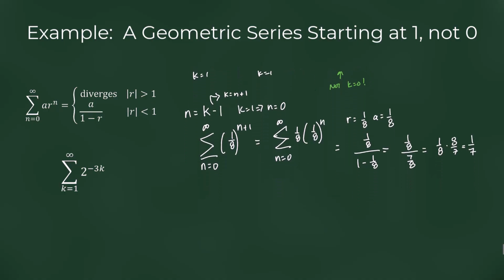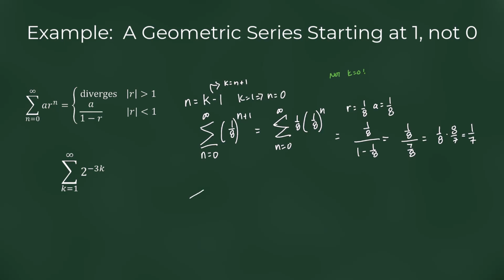which is 1/8 times 8/7, which is 1/7. Alternately, we could keep it in terms of k, so we could go back to the sum from k equals 1 to infinity of 1 over 8 to the k. And we could say, well, that's the same as the sum from k equals 0 to infinity of 1 over 8 to the k, minus the first term, the term when k is 0, so minus 1/8 to the 0. Just knock off the 0 term, and that will give us the sum starting at 1.